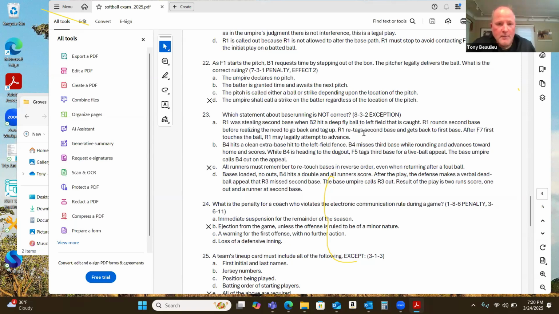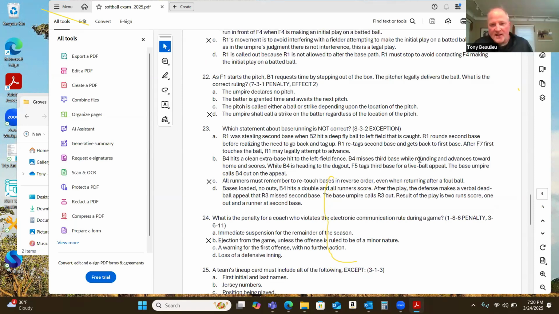So we're good. Okay, so 22, as F1 starts to pitch, B1 requests timeout by stepping out of the box. The pitcher legally delivers the ball. What is the correct ruling? And the correct ruling is the umpire shall call a strike on the batter regardless of the location of the pitch. This is pretty clearly laid out in 7-3-1.